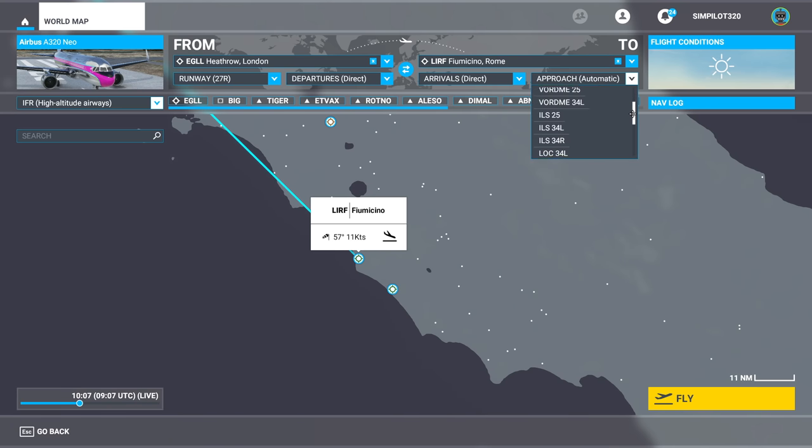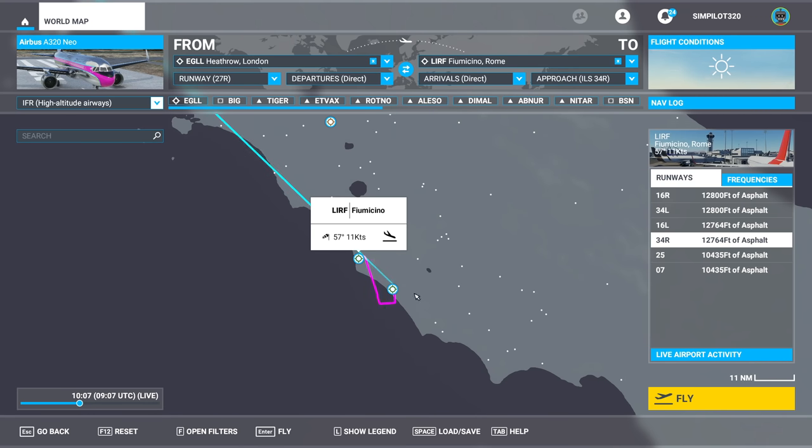Now, weirdly, Microsoft Flight Simulator doesn't recognize half the runways at Fiumicino. So I don't know why it does this, but there we go. So let's imagine we're going to land on the ILS 34 right, not uncommon in Rome. And there you go. It gives us the approach, but the arrival is not loaded in yet.